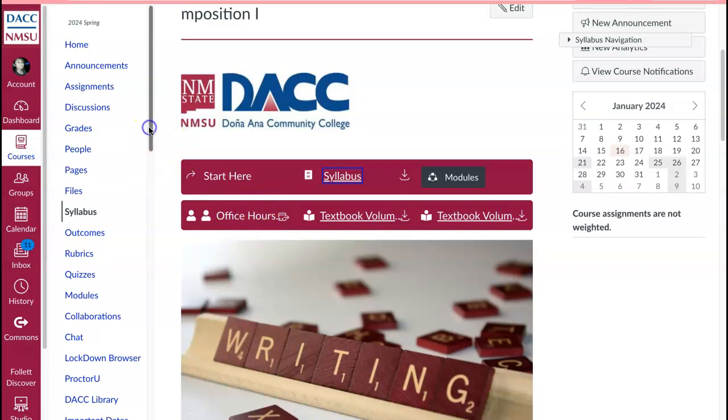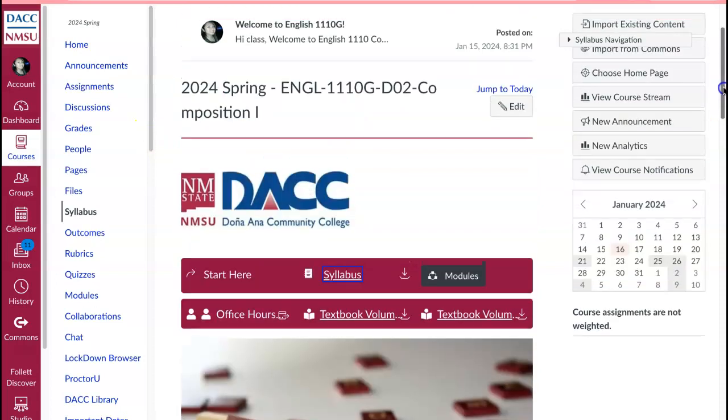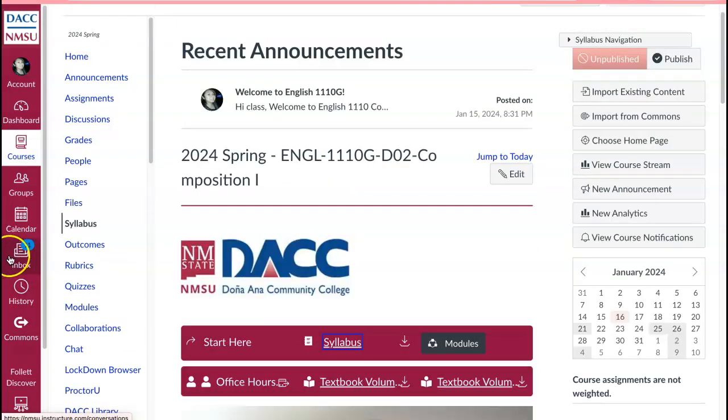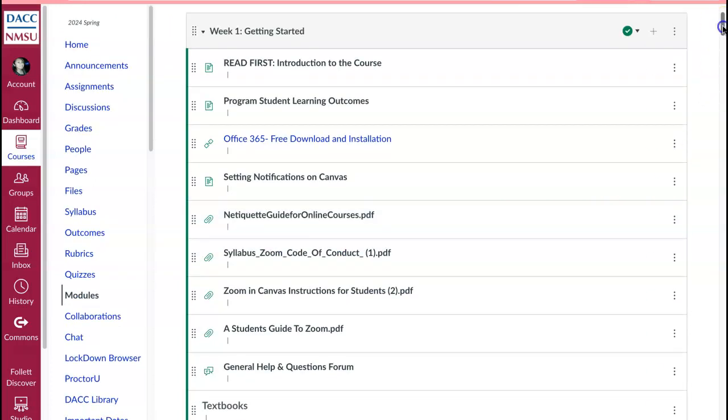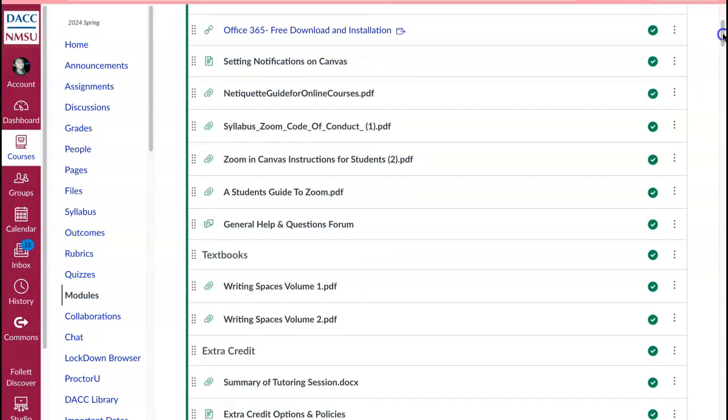Something else to keep in mind, I know sometimes people get confused with Canvas Inbox, but this is Canvas Inbox right here. It works just like an email. So if you want to send me an email, this is what you would use right here, Canvas Inbox. Also, make sure that when you are first starting this course, you click right here, because this will take you to the very first module, which has a lot of important information.